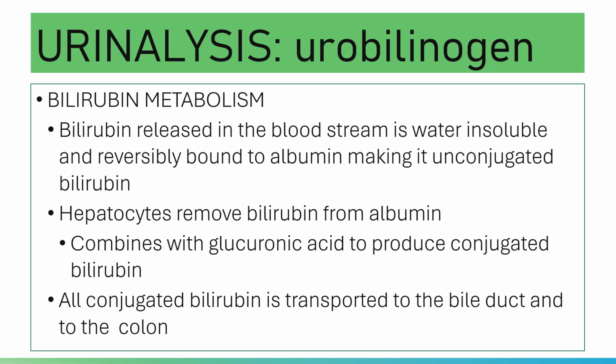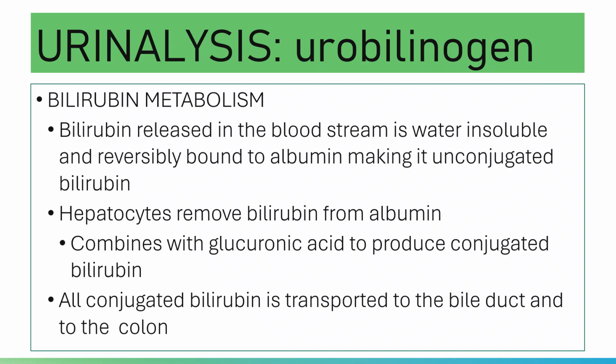Before we move on to urobilinogen, let us first take a look at bilirubin metabolism. Let's start right away with the unconjugated bilirubin that is released in the bloodstream. We will not make a quick rundown of the production of bilirubin from hemoglobin, so please read on that. Questions might be asked about bilirubin production.